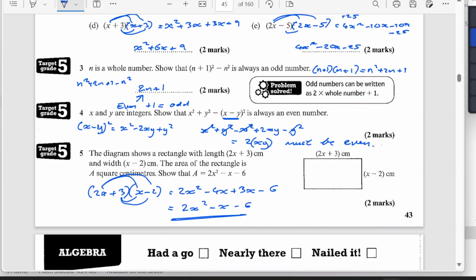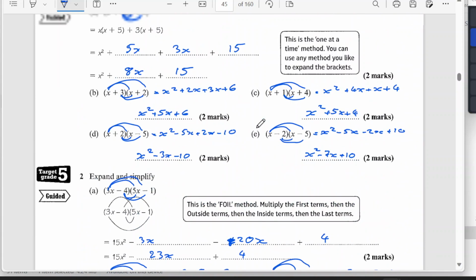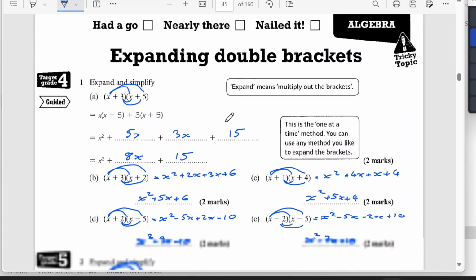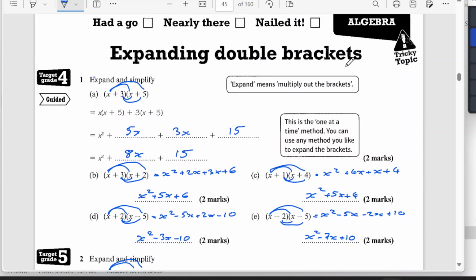Okay, and that brings us to the end of that topic. So that was topic 43 from the Foundation Tier Revision Workbook from Edexcel on expanding double brackets.